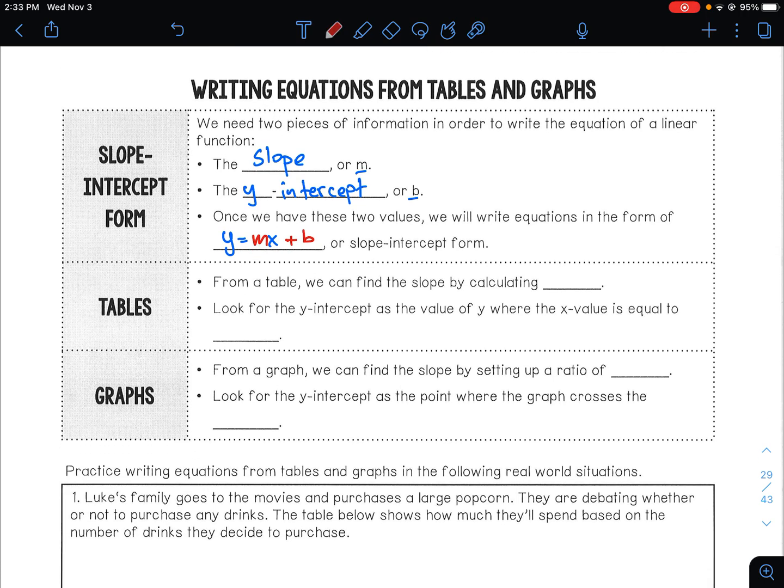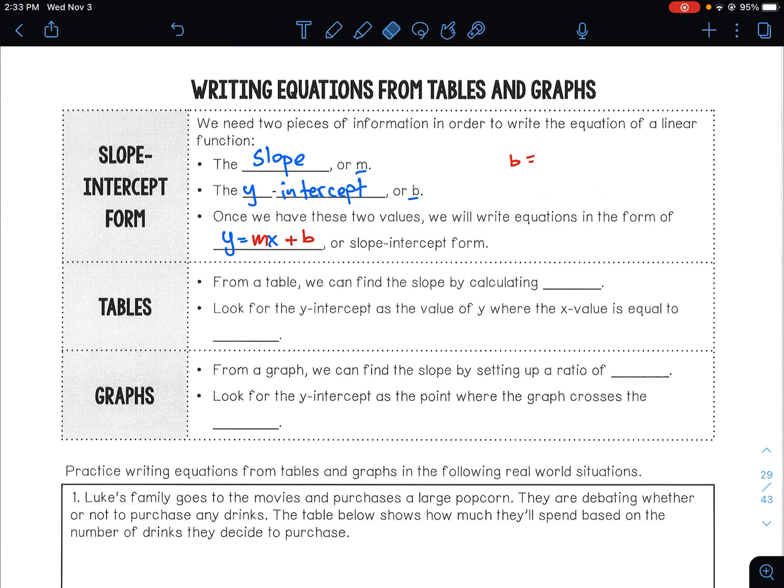Let's give an example. Let's say you had a slope of 4 and a y-intercept of 5. Your equation would be written as y equals 4x plus 5. Or if you had a slope of 2 and a y-intercept of -3, your equation would be y equals 2x plus -3, or just minus 3, which is the same thing.